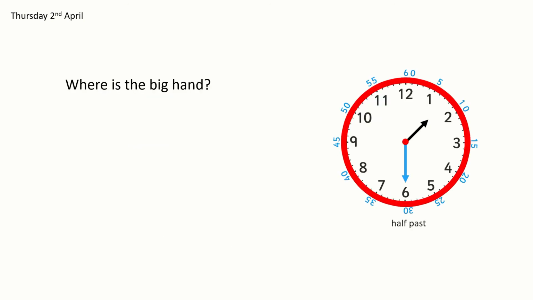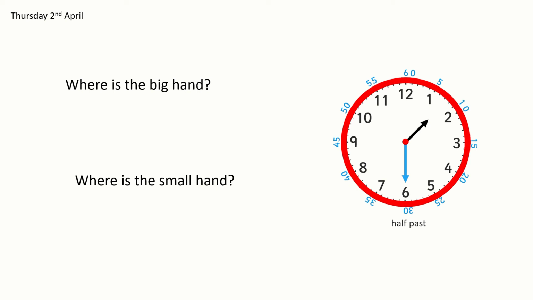So where is the big hand now? It's on the 6, and I've just learned that means it's half past. It's moved, it started at the 12, it's gone all the way around. It's on the half past. Where's the small hand? Well, my small hand's between two numbers. It's between the 1 and the 2.